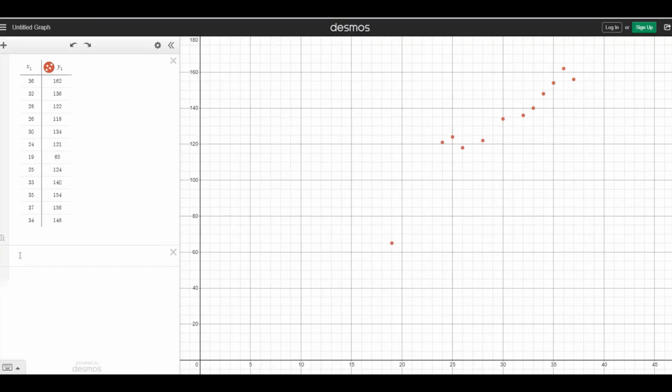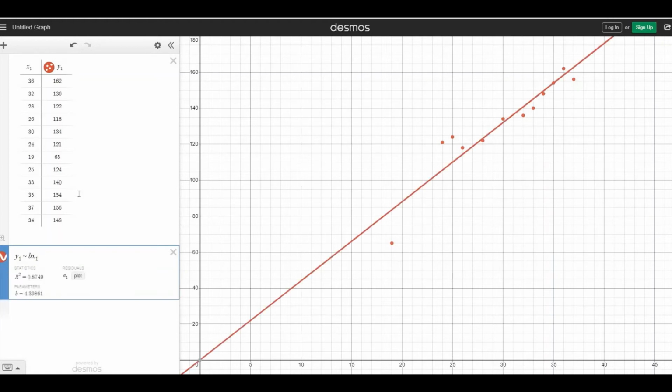So I'm going to have a look at what this linear relationship could be. To put my linear regression or my line of best fit on here, I'm going to type in Y1, so my Y data that I have is approximately equal to B, which is my gradient, times X1 plus A, which is my Y-intercept. And you can see that it's graphed on here a line of best fit, with my A value being my Y-intercept, and my B value being the gradient of the line.